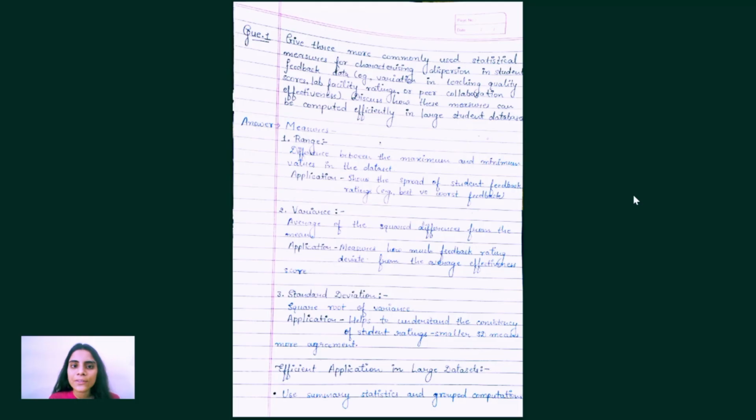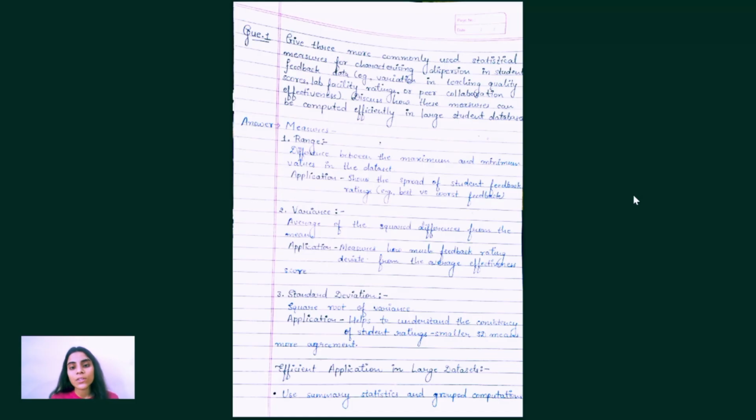Question number 1 is: give three more commonly used statistical measures for characterizing dispersion in student feedback data and discuss how these measures can be computed efficiently in a large student database. So, the measures are range, variance, and standard deviation. All these are measures. What is range? Range is the difference between the maximum and minimum values in the dataset. Application of range shows the spread of student feedback.